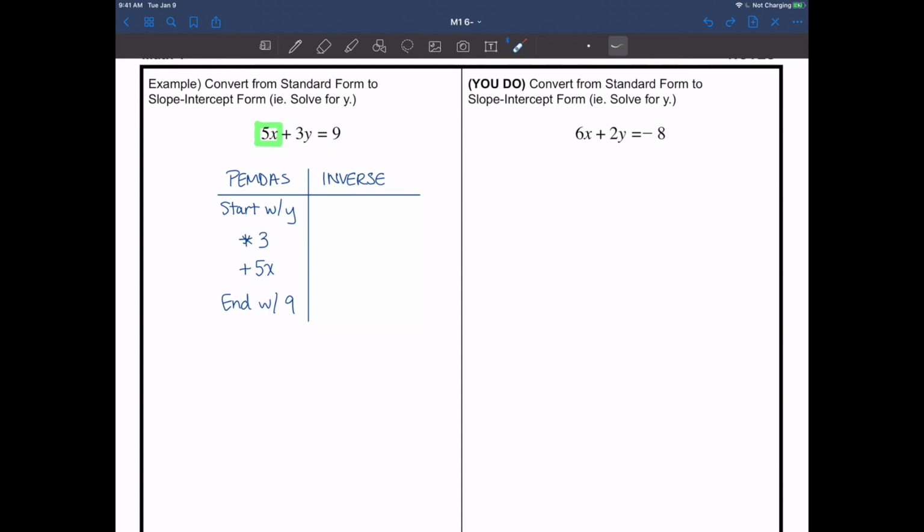Okay? So now here comes the inverse. If we ended with 9, we have to undo that first. So we're going to start with 9. Then we have to undo this one. We're going to subtract 5x. Then undo that one. Divide by 3. Lastly, undo this. End with y.